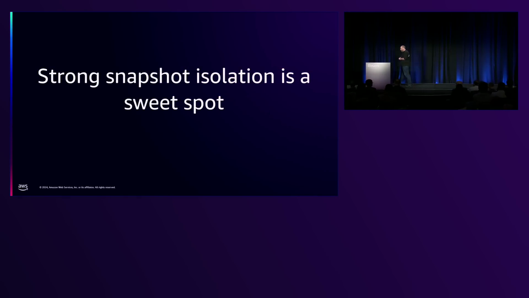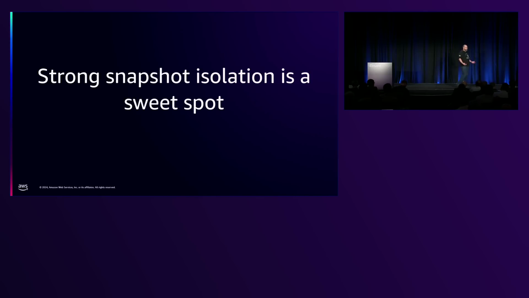Designed by smart people, I think, is part of that. So why strong snapshot isolation, right? Why not serializability, or why not a weaker level? Well, this is because we think that for distributed large-scale applications, or applications of all sizes, strong snapshot isolation is something of a sweet spot in the trade-off space.